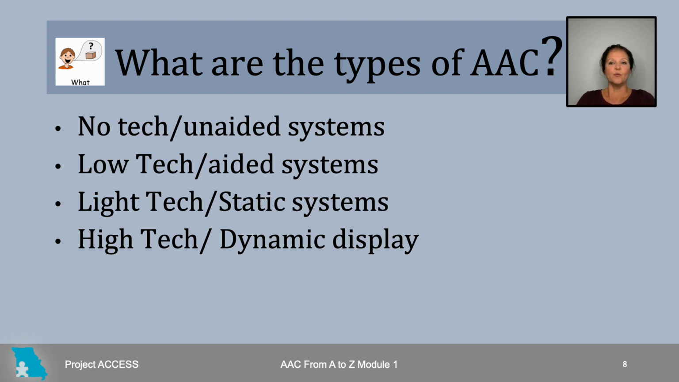High tech would be like the Language Acquisition through Motor Planning, so LAMP, that would be considered high tech. Another one would be the Tobii Dynavox eye gaze. That's a high tech dynamic device. Proloquo2Go is a dynamic device. So there's lots out there, and it just depends on what each individual child needs at that time.